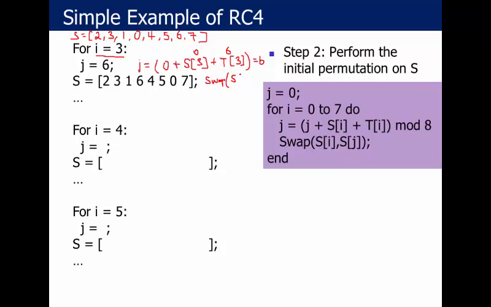S of Si and Sj. Si is a 3, so S is 3. And S6 will be swapped. 3 and 6 are swapped. 0, 1, 2, 3, 4, 5, 6, they are swapped. So 6 comes here: 2, 3, 1, 6, 4, 5. So they are swapped.